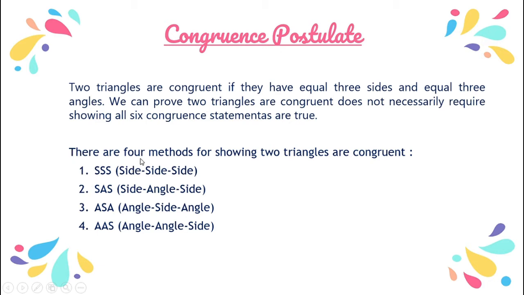There are 4 methods for showing 2 triangles are congruent. The first, triple S, side, side, side. Second, SAS, side, angle, side, and ASA, angle, side, angle, and AAS, angle, angle, side. Are you still confused? I will explain more.